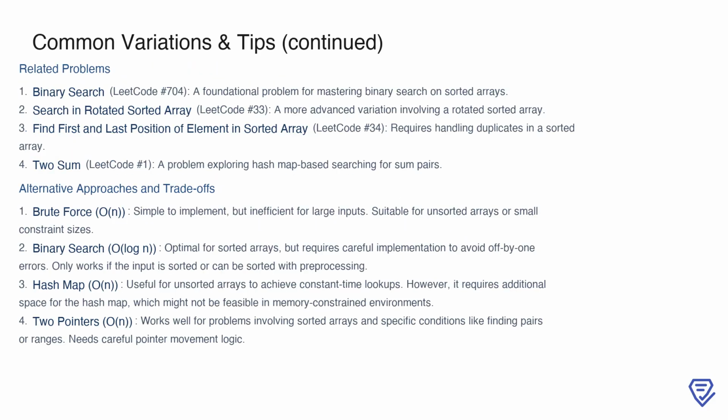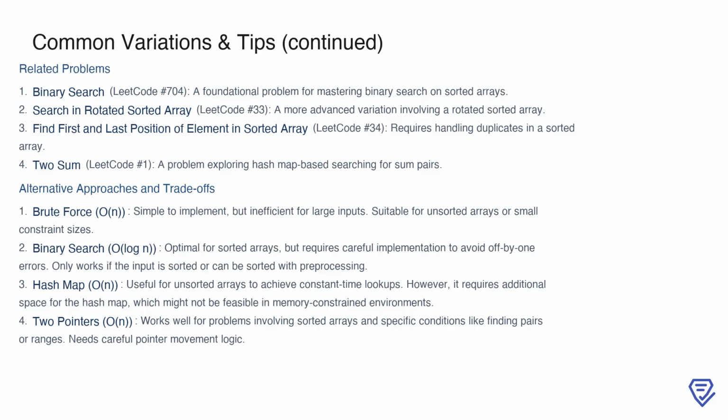To master binary search, it helps to explore related problems that build on its concepts. A foundational example is LeetCode number 704, the basic binary search problem on sorted arrays. Once you're comfortable with that, you can tackle more advanced variations, such as Search in Rotated Sorted Array from LeetCode number 33, where the array is sorted but rotated at some pivot. Another useful variation is Find First and Last Position of Element in Sorted Array from LeetCode number 34, which requires careful handling of duplicates. Problems like Two Sum from LeetCode number 1 also introduce alternative search strategies, such as hash maps, that complement binary search techniques.